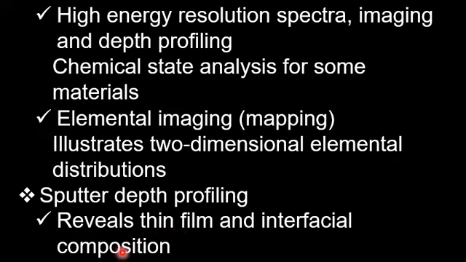Interfacial composition means that when you deposit a thin film, there is a layer between a substrate and a thin film. So between the substrate and a thin film, you can basically determine what is the actual composition with which both the thin film and layer are connected. And this is done by Auger electron spectroscopy.